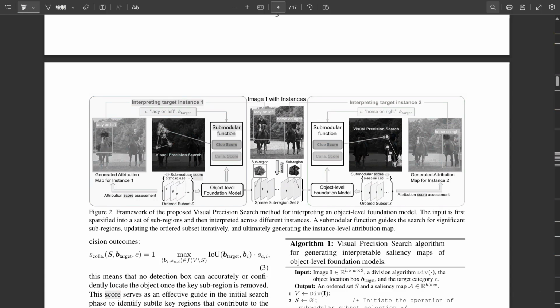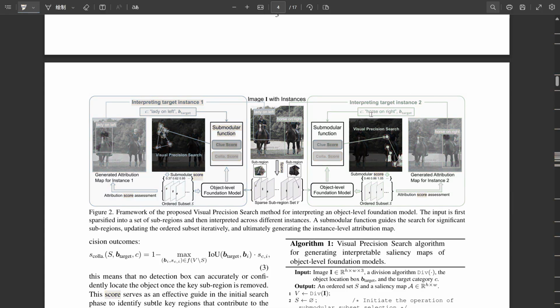What specific aspects of image regions is it scoring to capture this idea of importance for the model? This is another key innovation, how they actually defined the score, and it's tailored for object-level understanding. The function combines two main components, two key scores designed specifically for finding visual importance, the clue score and the collaboration score. The clue score. Okay, that sounds like it's focused on regions that provide positive evidence, like clues in a detective story.